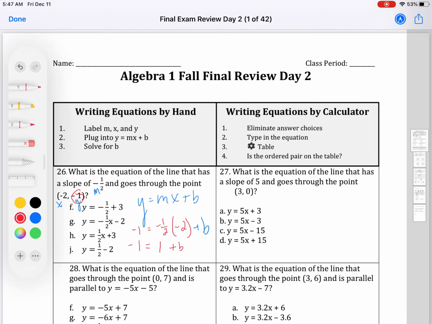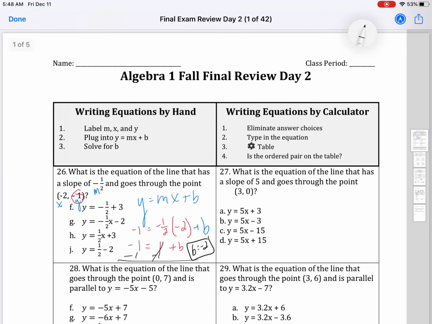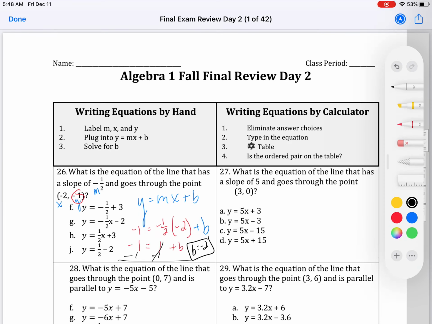To get b by itself, we need to move this 1 out of its way, so I'm going to subtract 1, and I'm going to subtract 1. -1 minus 1 is the number -2. So I just found out that my b is the number -2. So if I know that my m is -1/2, and my b is -2, that means my answer has to be g, because g has a slope, an m of -1/2, and a b of -2. So now I move on to number 27.